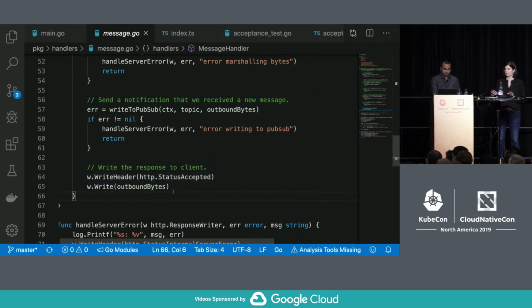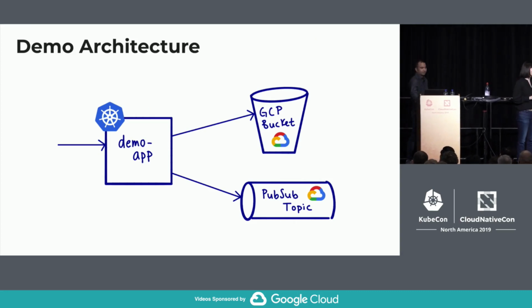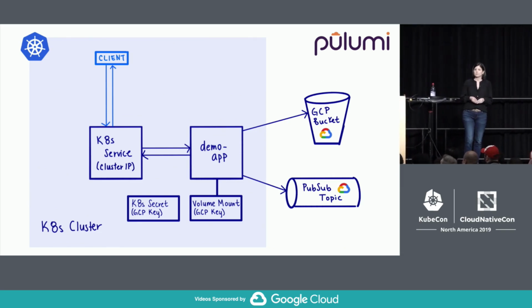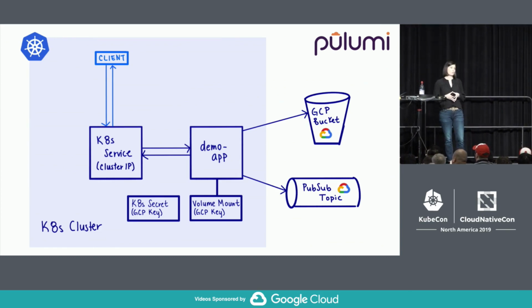Okay, so now that we have a basic understanding of our application, let's go back and look at our architecture. So this diagram is a little bit overly simplified. There's actually many more resources that we need to create to make this all happen. We need a service account provisioned with the correct permissions. We need to get a key for that service account, which we're going to make into a Kubernetes secret and then volume mount to our deployment. We're also going to have a Kubernetes service with a cluster IP to load balance our application. So we'll use Pulumi to spin up all of these resources in a reproducible manner.